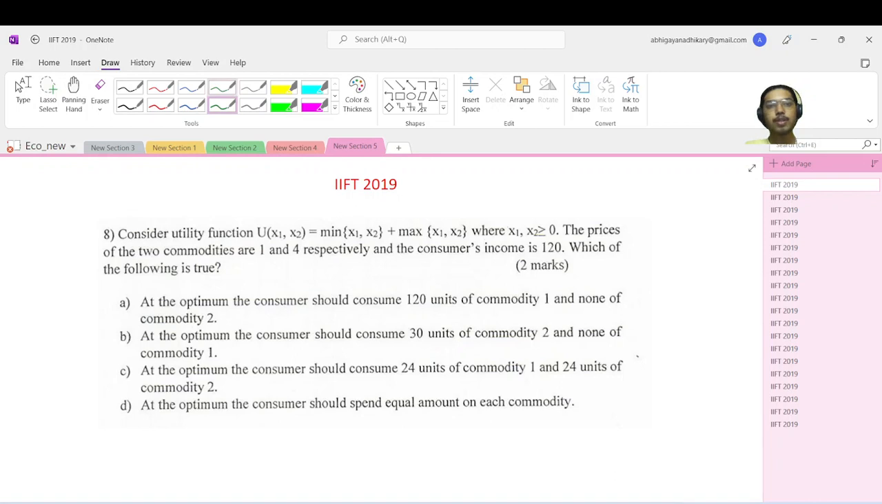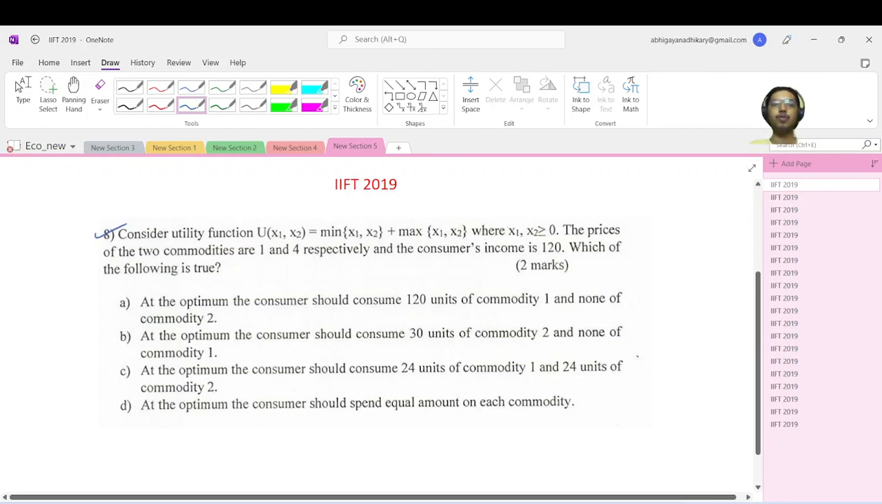So today we are going to discuss the IIFT Economics 2019 paper, and we are going to start with question number 8 over here. So consider the utility function as given by min of x1 x2 plus max of x1 x2, where x1 x2 are positive. The prices of the two commodities are 1 and 4 respectively, and the consumer's income is 120. Then which of the following is correct?